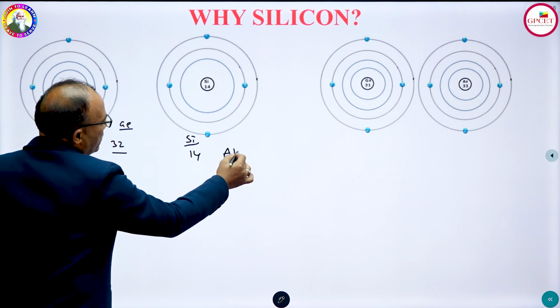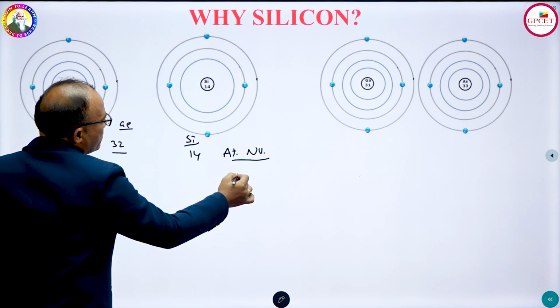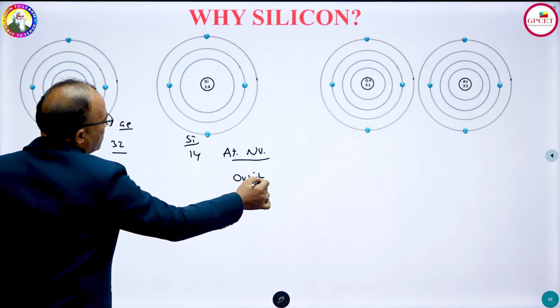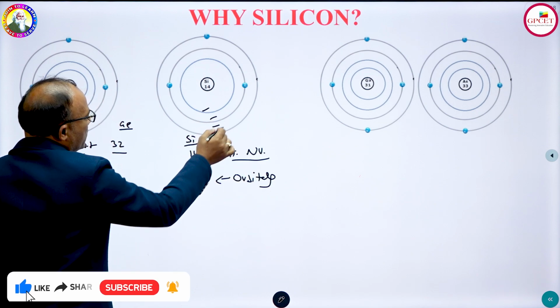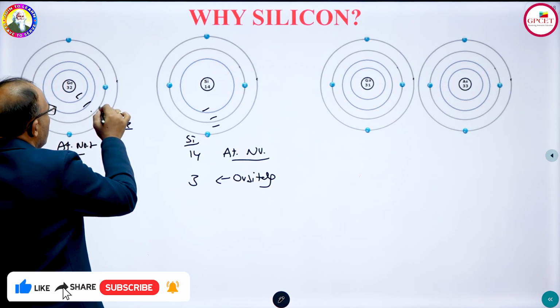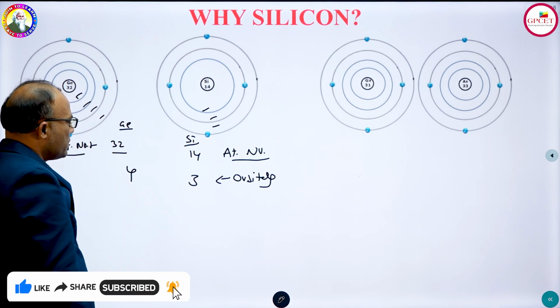This is atomic number. Orbitals: silicon has only 3 orbitals, 1, 2, 3. But whereas germanium, how many orbitals? 4 orbitals are present here.